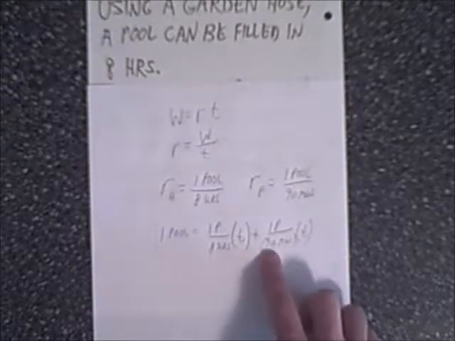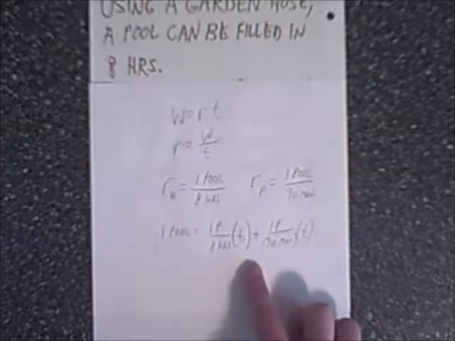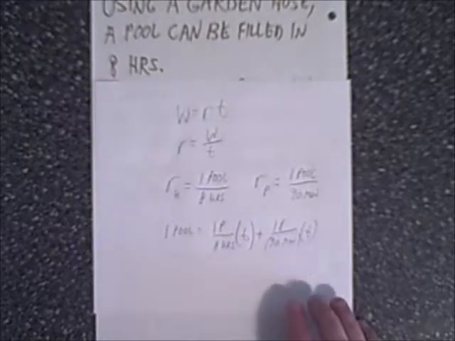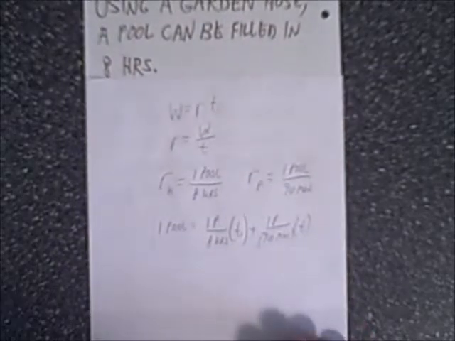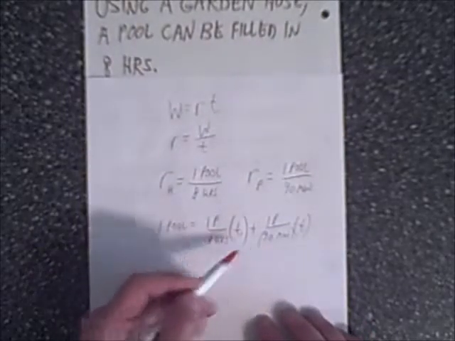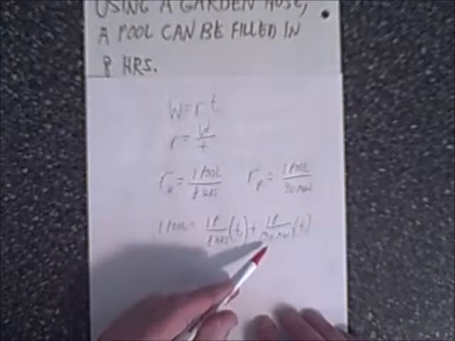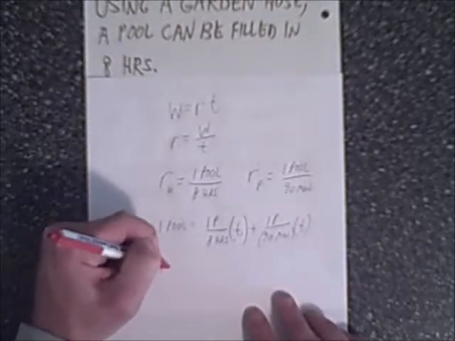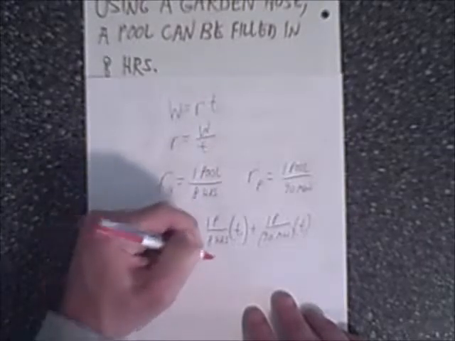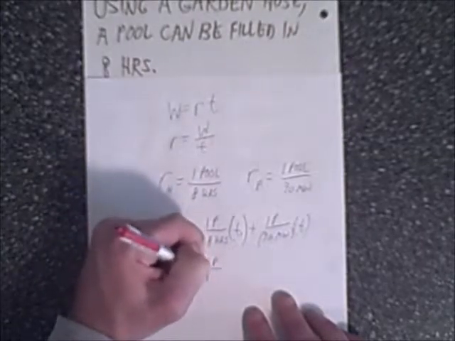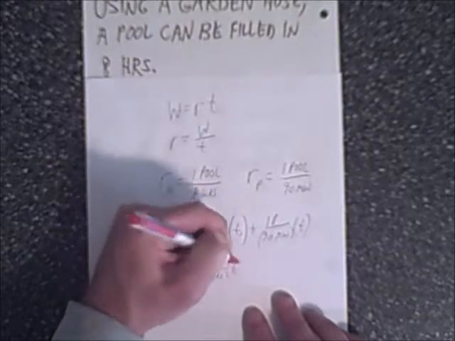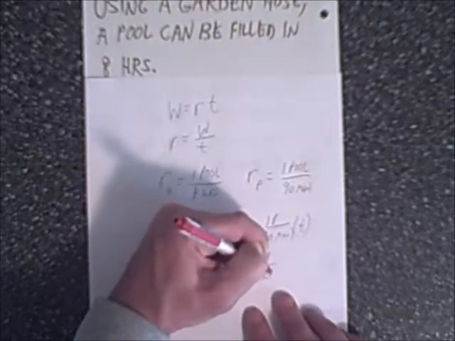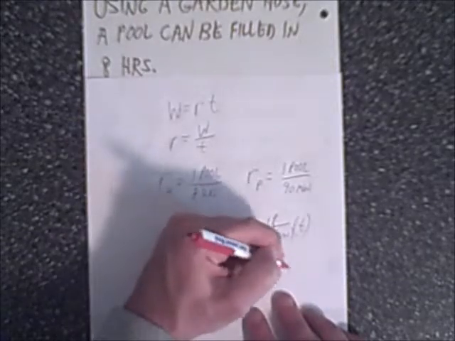Well, the first thing I notice is that there's 90 minutes and 8 hours, and I'd like to switch that around because we can't use 90 and 8 together, they're different units. So I'm going to change the minutes. Let's change this into 1.5 hours. Okay, so one pool will equal one pool per 8 hours times t plus one pool per 1.5 hours times t.